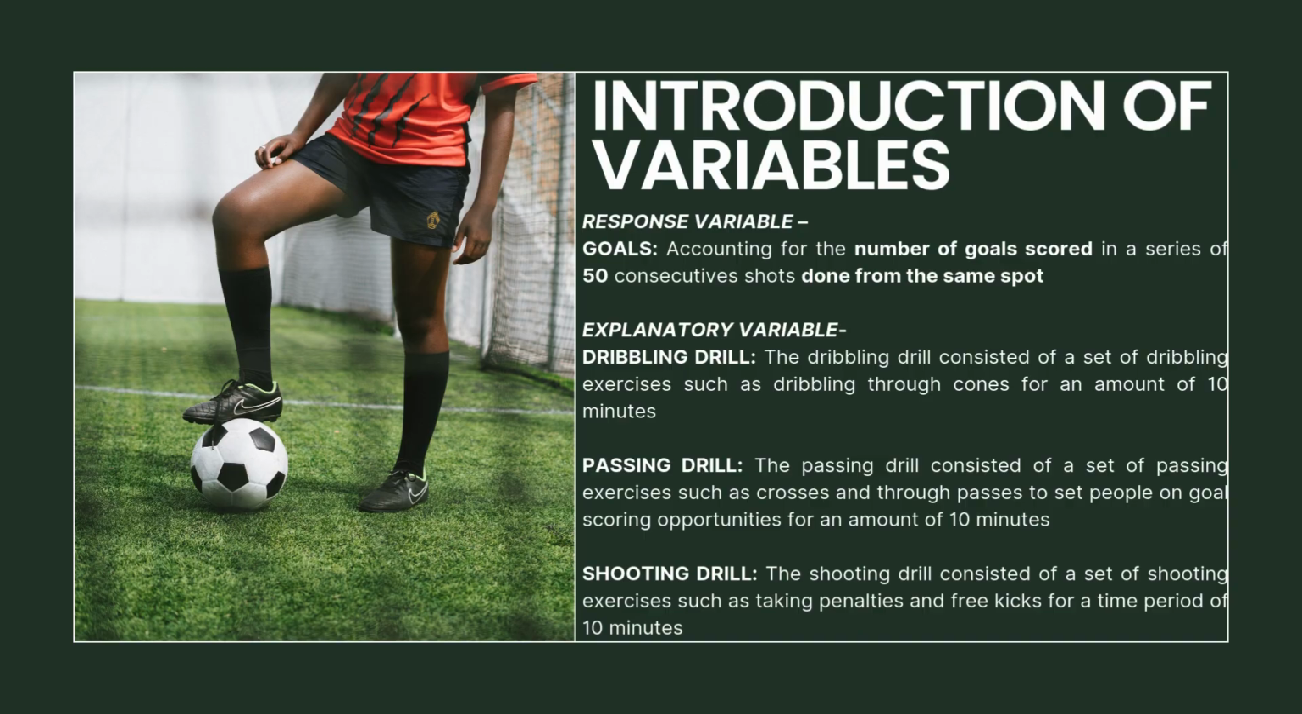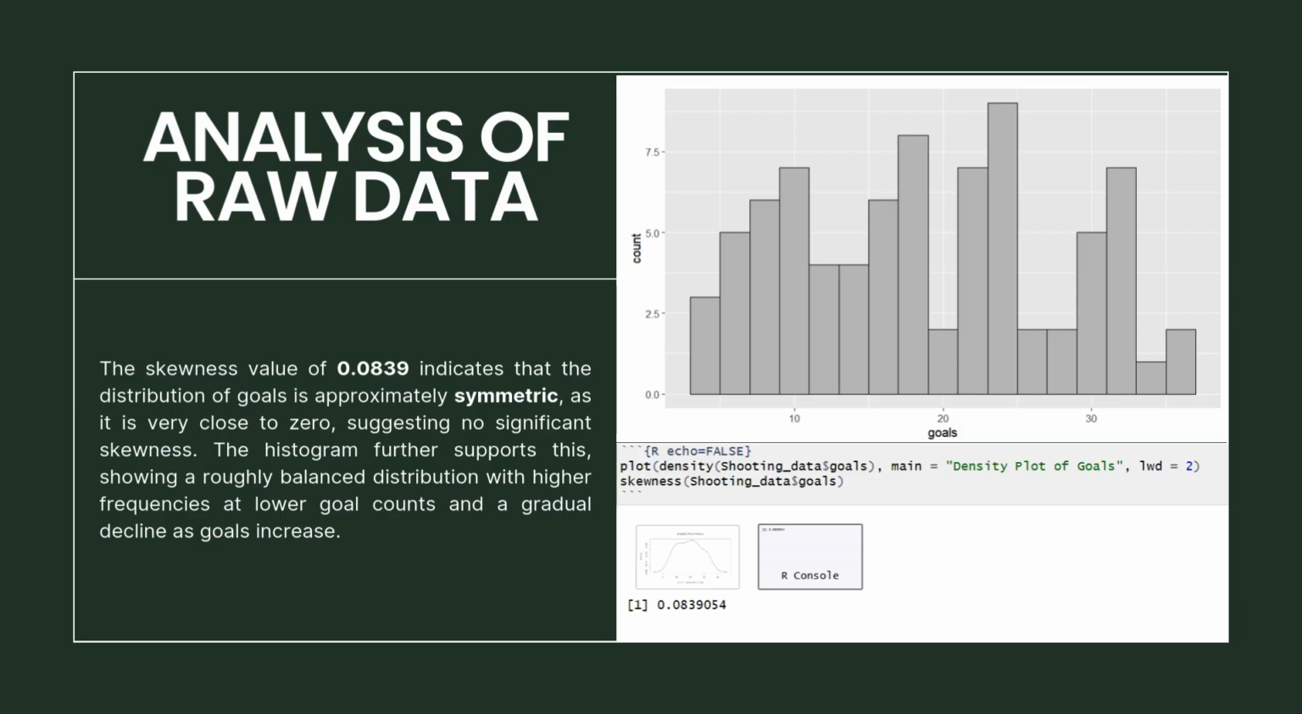Each of the drills would last 10 minutes, leading to a minimum of 0 minutes and a maximum of 30 minutes before taking the 50 shots. Looking at the raw data, we could see that the histogram is somewhat symmetric, meaning that the distribution would be normal.